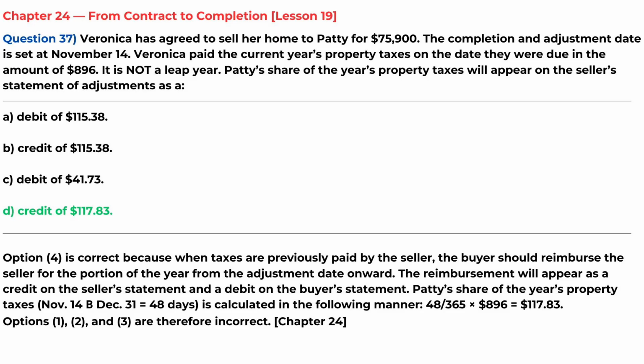$117.83 is correct, because when taxes are previously paid by the seller, the buyer should reimburse the seller for the portion of the year from the adjustment date onward. The reimbursement will appear as a credit on the seller's statement and a debit on the buyer's statement. Patty's share of the year's property taxes, November 14 to December 31st, equals 48 days, is calculated in the following manner. 48 days divided by 365 times $896 equals $117.83. Options 1, 2, and 3 are therefore incorrect.